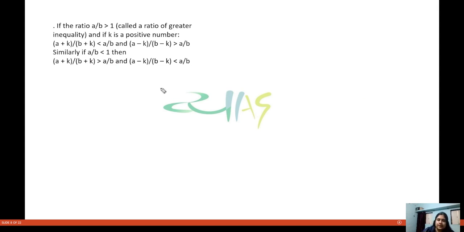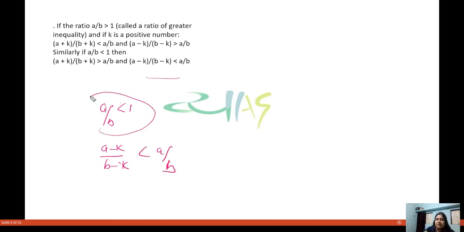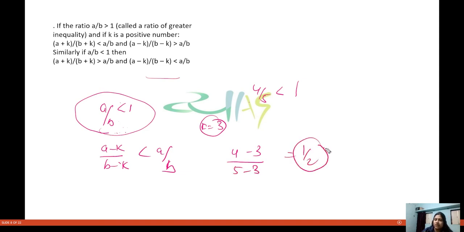Now let's look at another concept. When a by b is less than 1, a minus k divided by b minus k should be less than a by b. So 4 by 5 is less than 1. Now I am subtracting, let's say k equals 3. So 4 minus 3 and 5 minus 3, this comes to be 1 by 2.